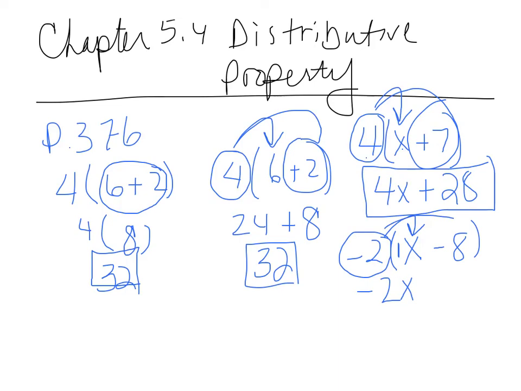And then this whole term times that term. Do you see the negative? The number takes the sign. So it's negative 2 times negative 8 is positive 16. And then you look at the terms, negative 2x plus 16. And you cannot combine them, so you just simply box them in.